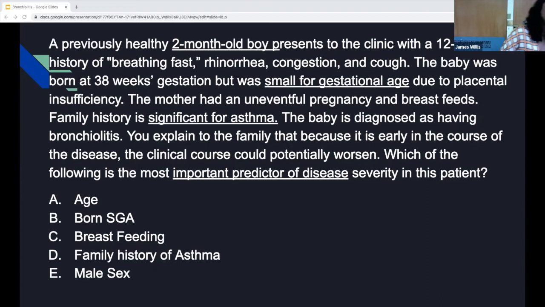Previously healthy 2-month-old boy presented to the clinic with a 12-hour history of breathing fast, rhinorrhea, congestion, and cough. Baby was born at 38 weeks gestation, but was small for gestational age due to placental insufficiency. Mother had an uneventful pregnancy and breastfeeds. Family history is significant for asthma. Baby's diagnosed with bronchiolitis. We explained to the family that because it's early in the course of the disease, the clinical course could potentially worsen. Which of the following is the most important predictor of disease severity in this patient?